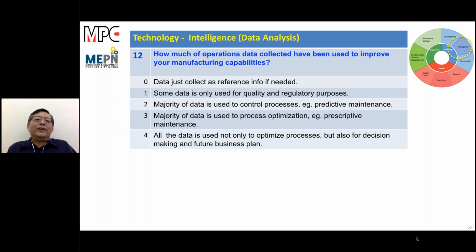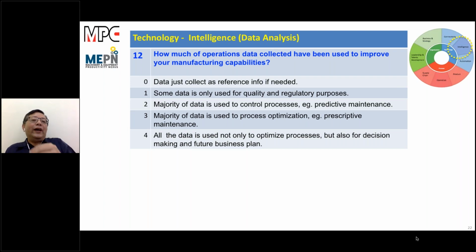So for data collected, grade 0 is that data is just collected as reference info if needed. Number 1, some data is used for quality and regulatory purposes. Number 2 is saying that the majority of the data is used to control the processes, for example predictive maintenance. This is what most of our manufacturing plants are using. And number 3, look at that, the majority of data is used for process optimization, for prescriptive maintenance.